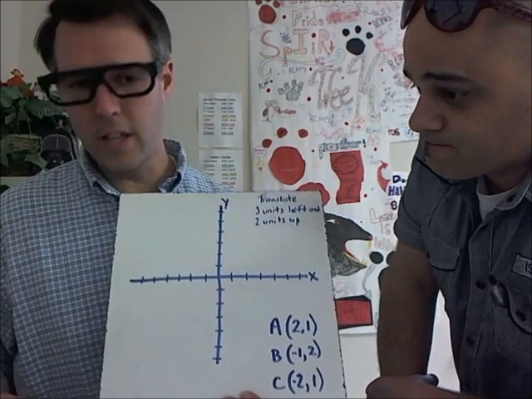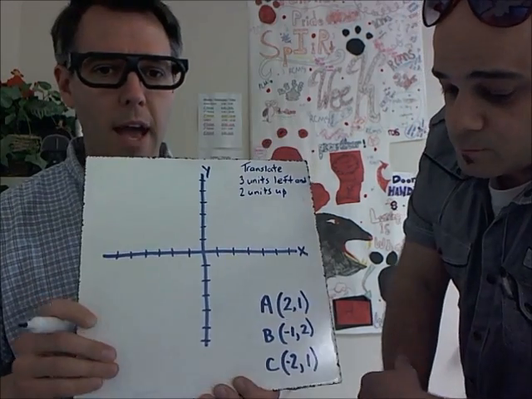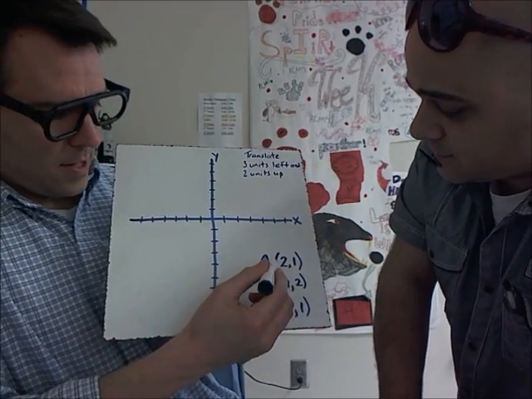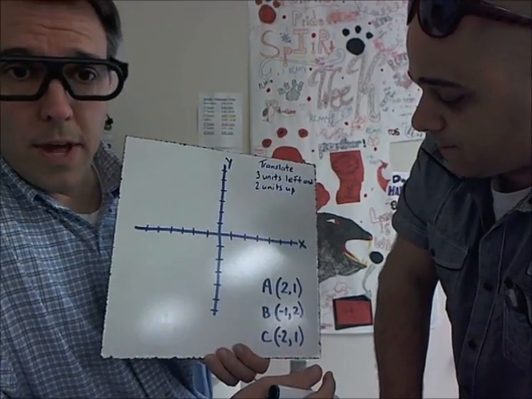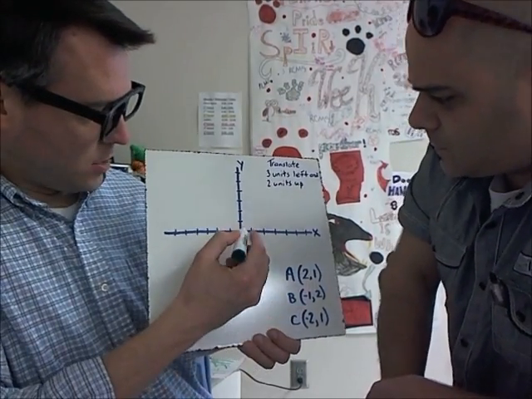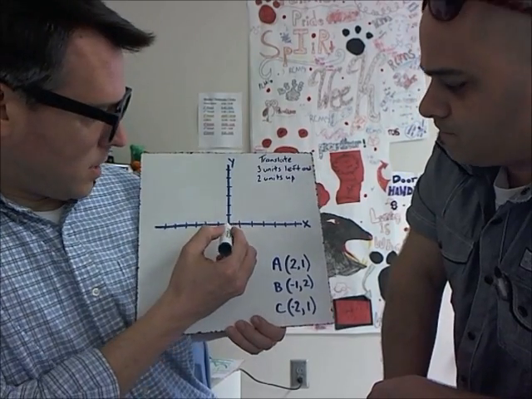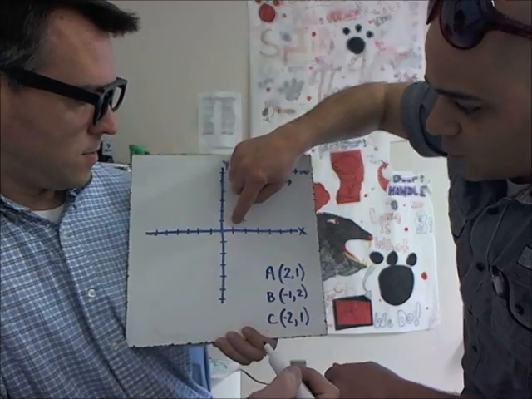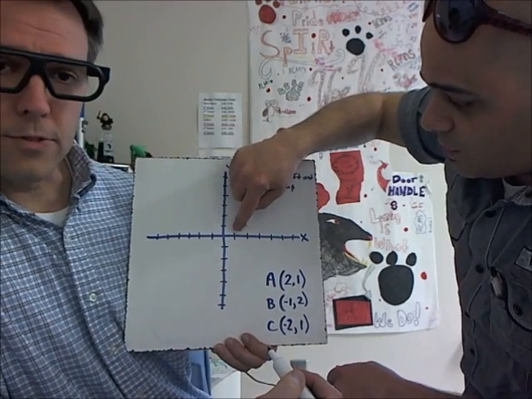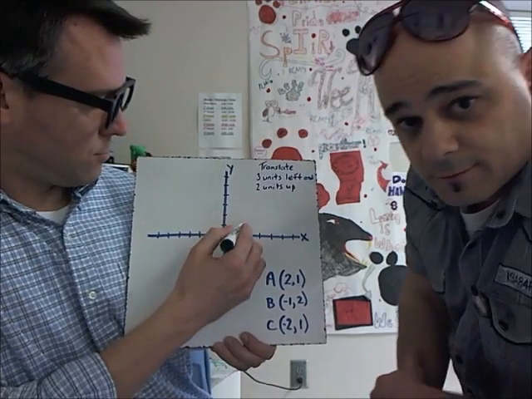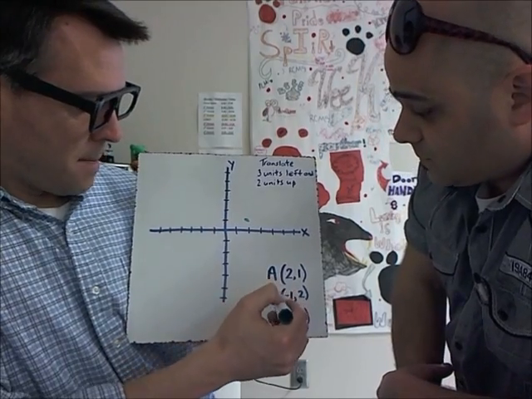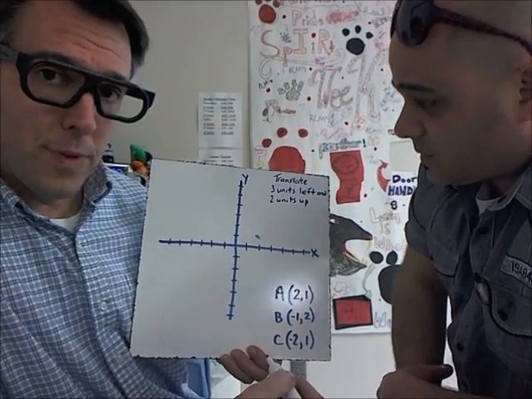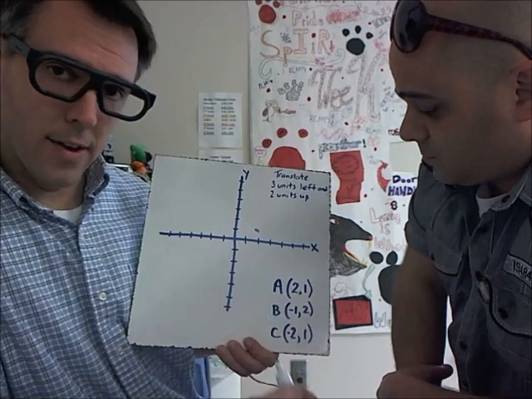Now, look at this coordinate plane here. I have to plot these 3 points on the coordinate plane. So A is at (2, 1), so I always start in the middle, and I count over 2 and up 1, and put a little dot there. So I go over 1, 2, and then up 1. That's coordinate A, (2, 1). Here's A right here. B is at (-1, 2). That's my X and Y. That's what we're talking about.